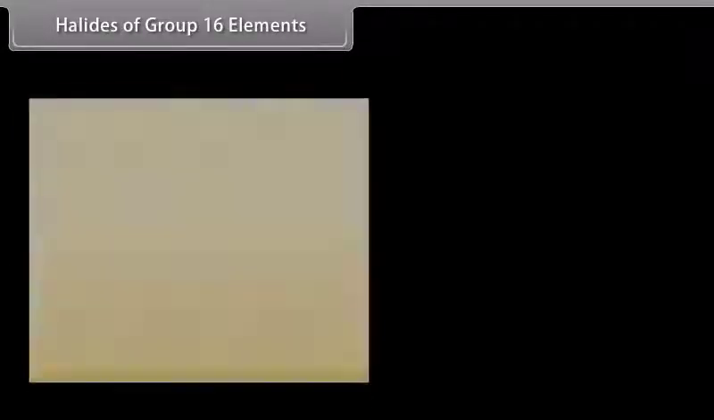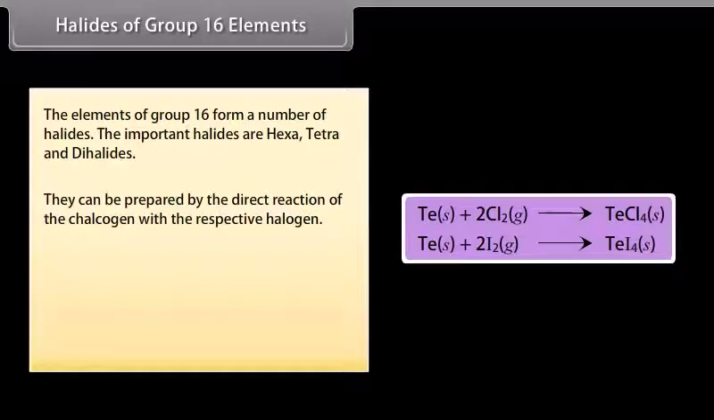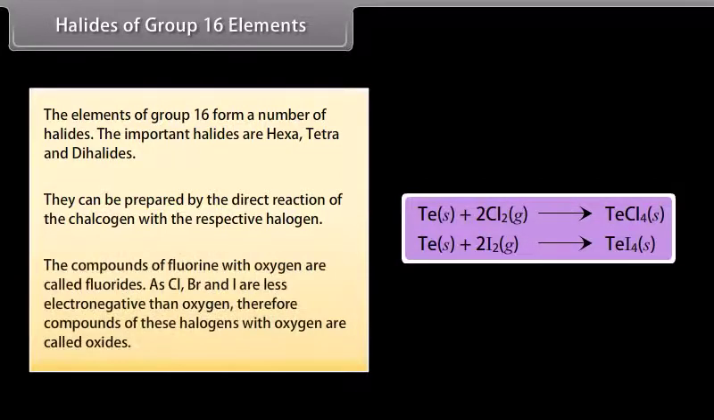Halides of group 16 elements. The elements of group 16 form a number of halides. The important halides are hexa, tetra and dihalides. They can be prepared by the direct reaction of the chalcogen with the respective halogen. The compounds of fluorine with oxygen are called fluorides. As chlorine, bromine and iodine are less electronegative than oxygen, therefore, compounds of these halogens with oxygen are called oxides.